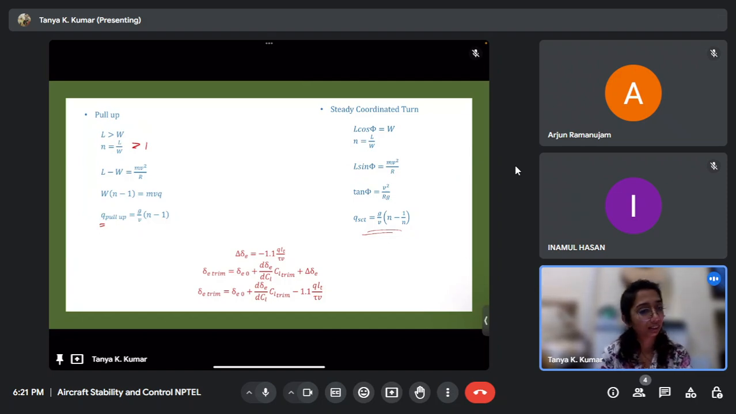Look it up and I'll get back to it next class. Look it up and tell me what you gather from it. So for pull up we have seen that it is greater than 1. What about steady coordinated turn? We'll just look it up and let me know in the next class.